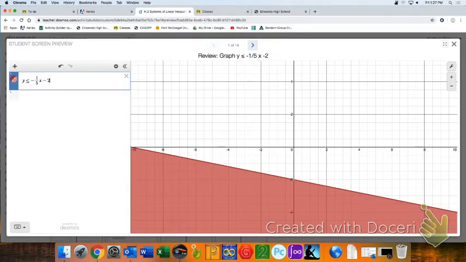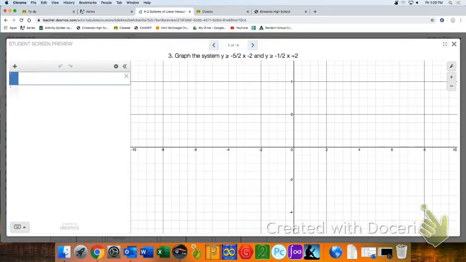Hang on, let me try something really quick. We're not going to be looking for the point where they cross. What happens when I type these in? Has anyone done it yet? Nobody? Okay, get on to slide 4 or 5 with me.